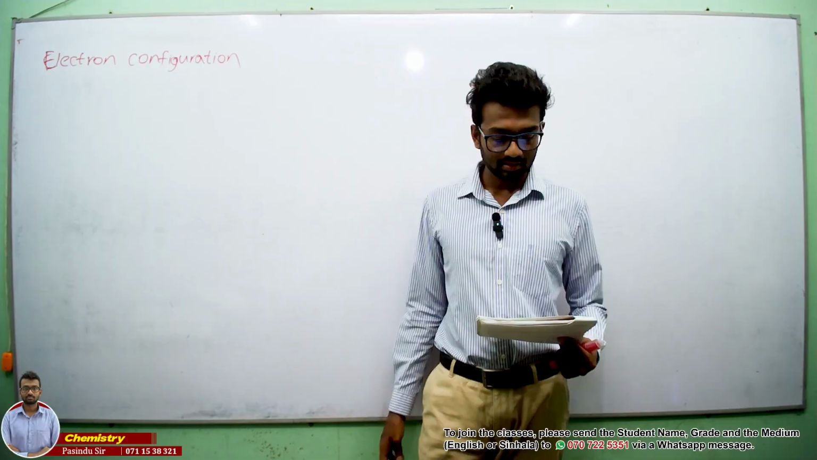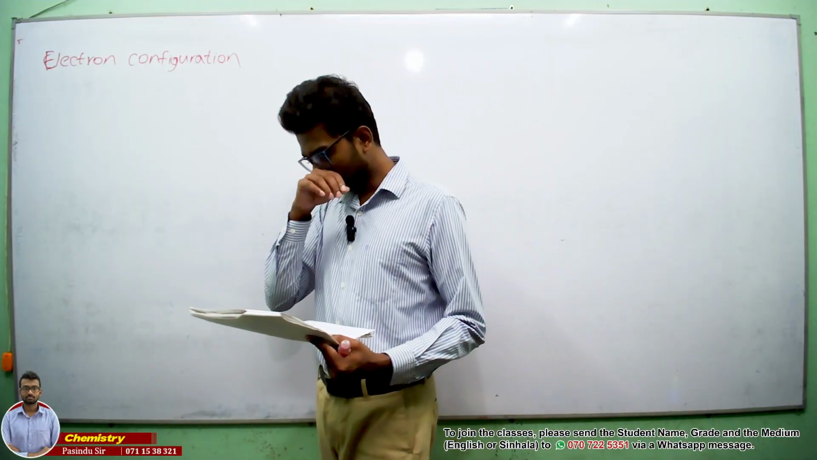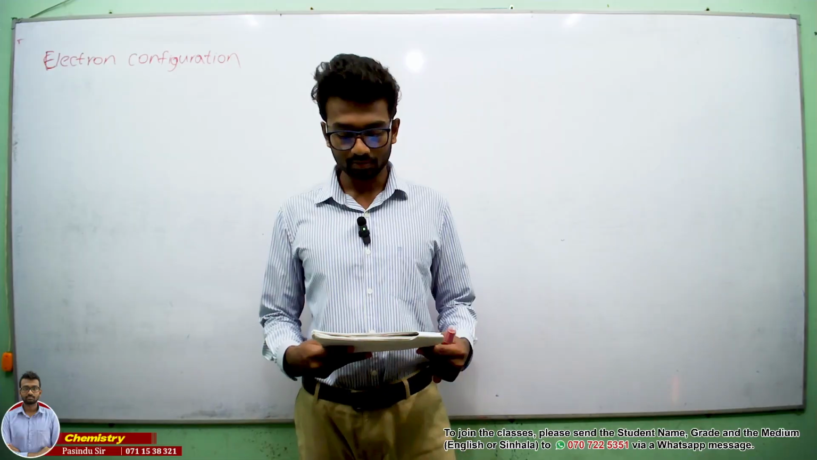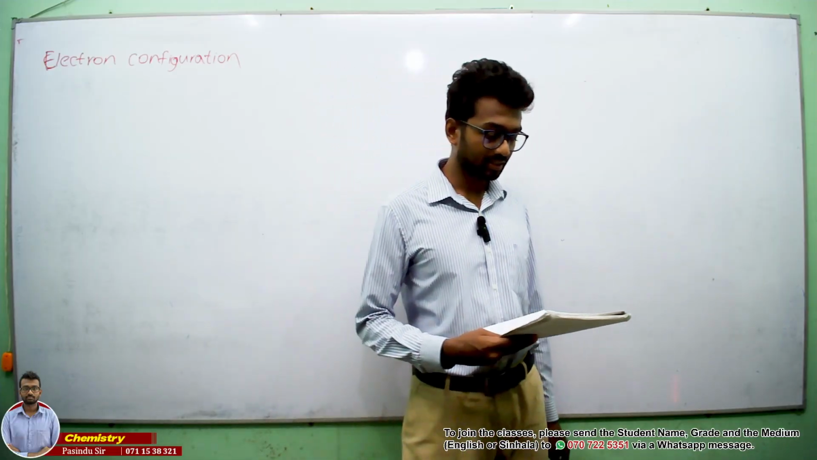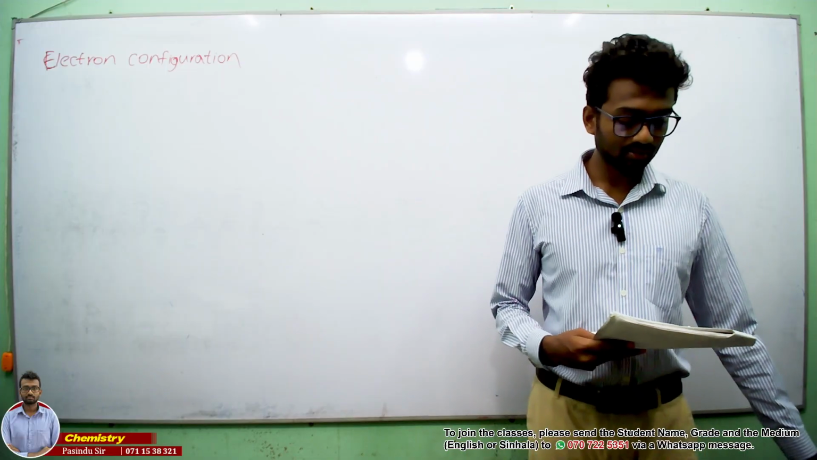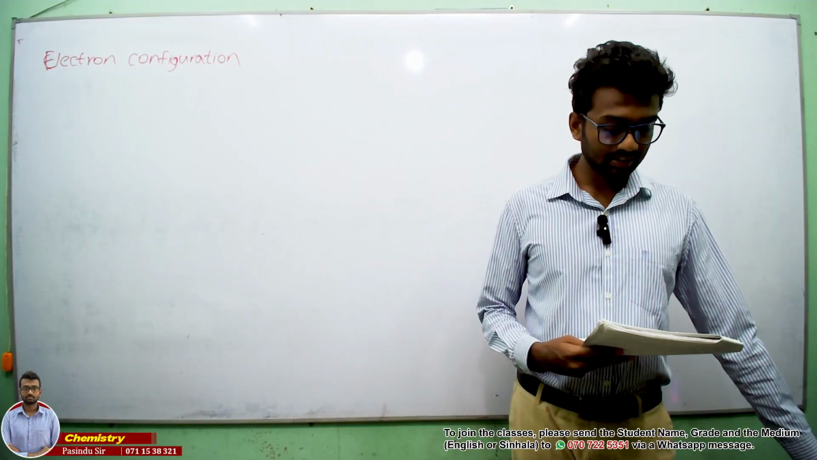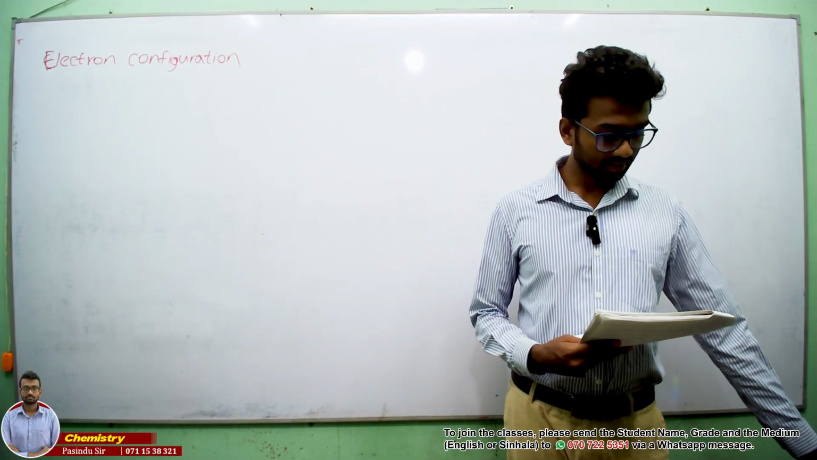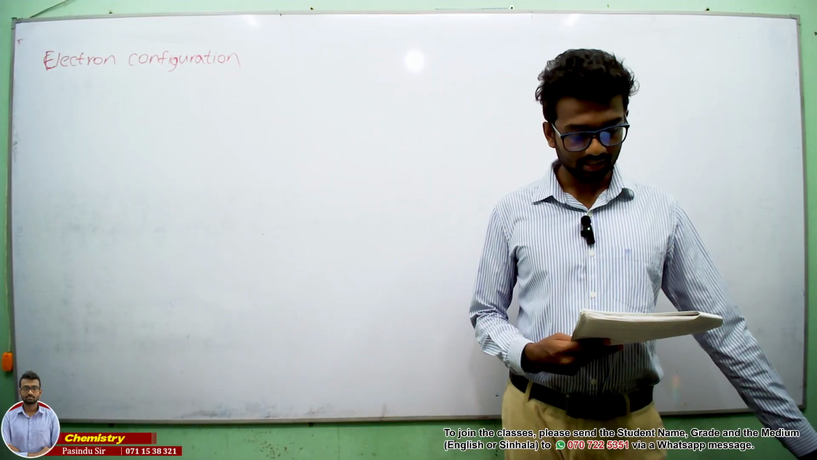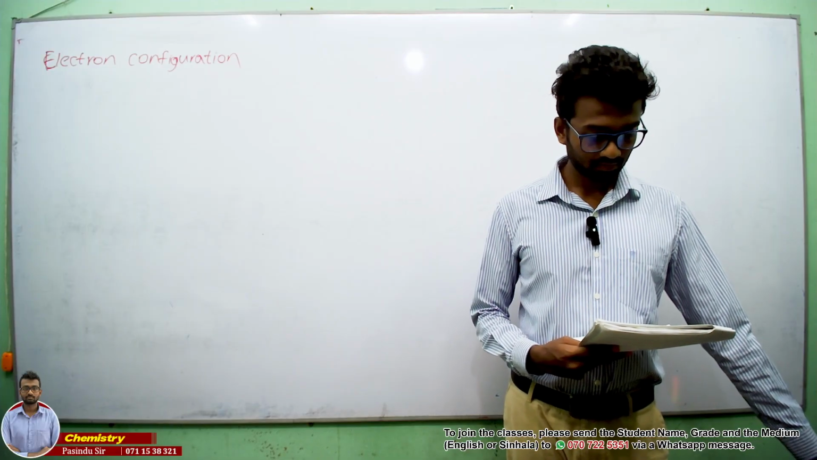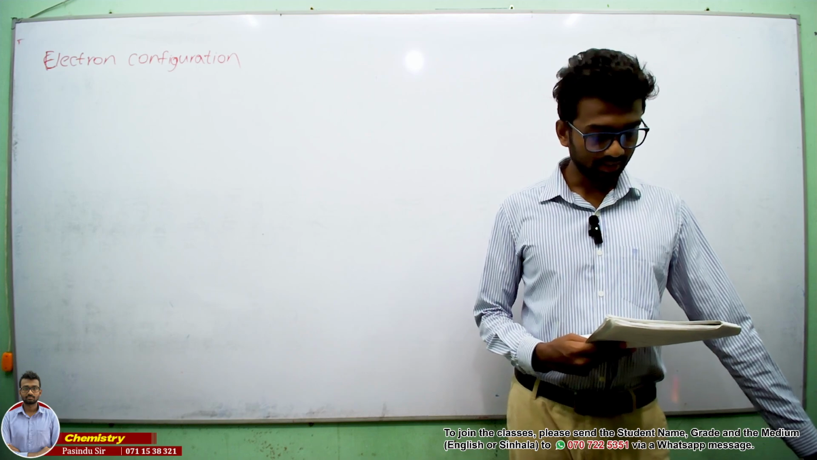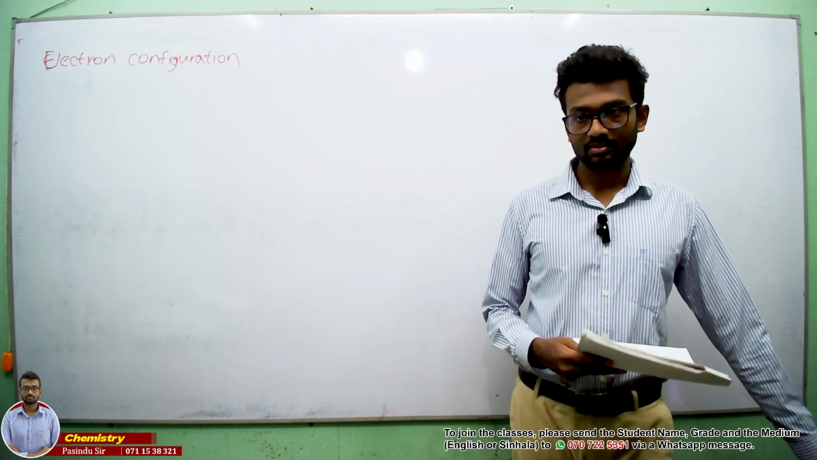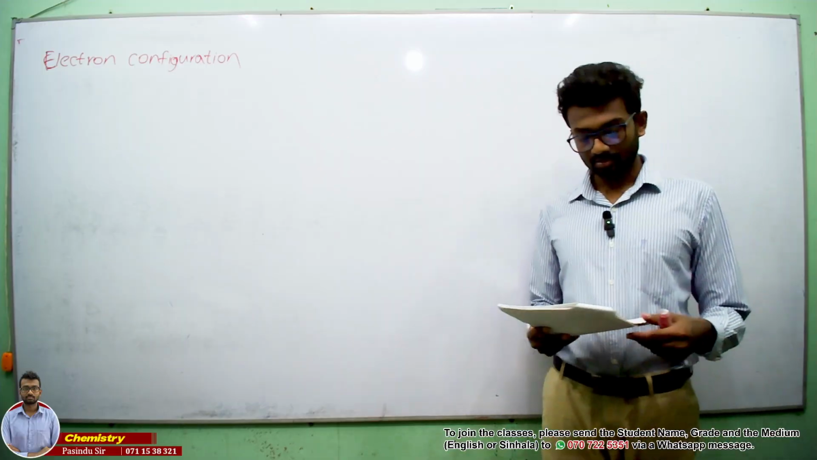Write down: the orbitals are filled in order of increasing energy, with no more than two electrons per orbital.